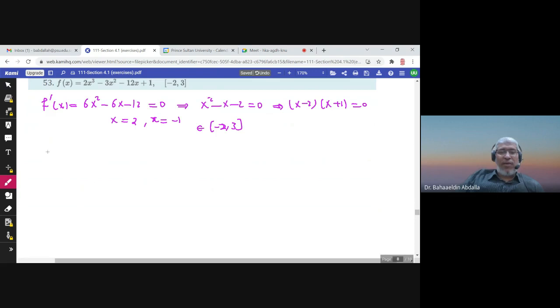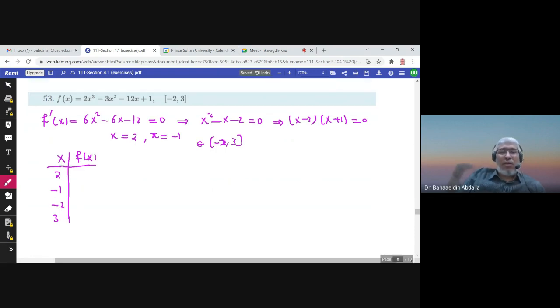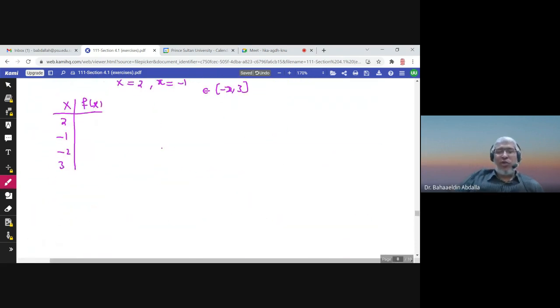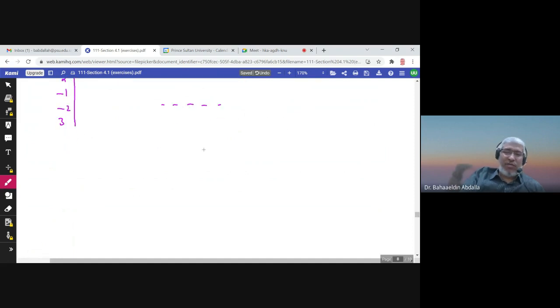So I make a table. I put the critical numbers 2 and negative 1, and I put the endpoints of the interval, negative 2 and 3, and I find f of x. I replace x by 2 and find the answer, then negative 1, negative 2, and 3, and find the answers. The largest would be the absolute maximum, the smallest would be the absolute minimum, exactly like here. Please continue this question and find the answer.